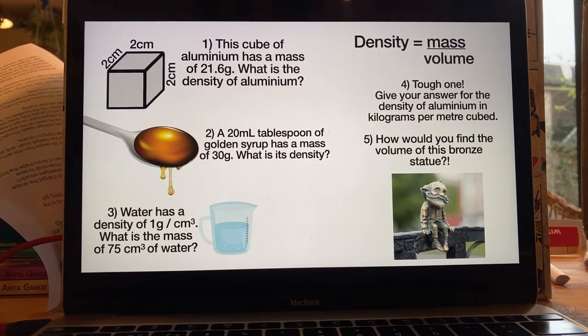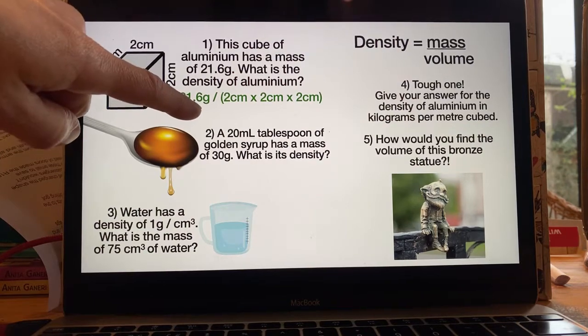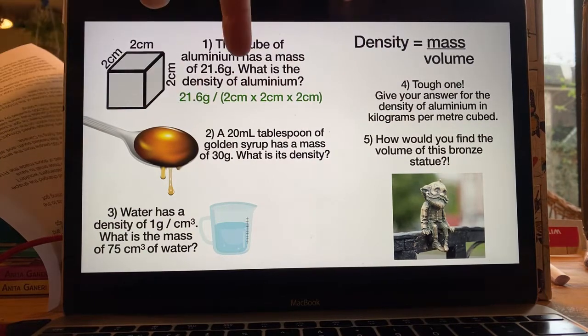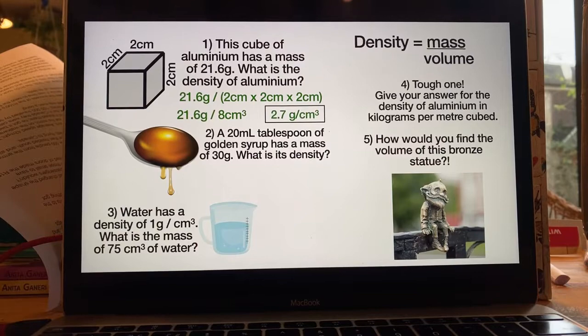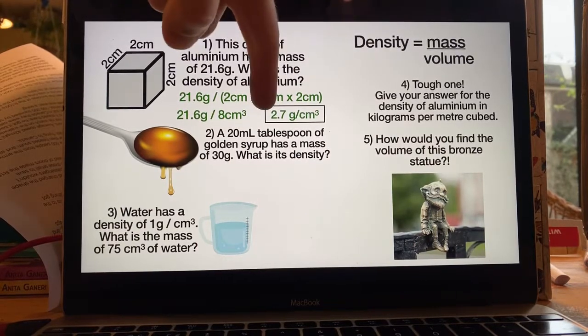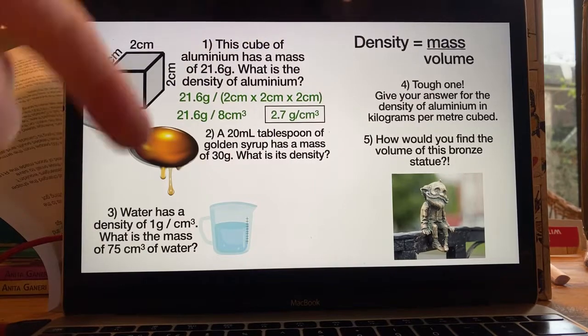How are you getting on? Should we go through it? So this cube, first of all, you've got to work out the volume, which is 2 times 2 times 2. So it's 21.6 grams divided by 2 centimetres times 2 centimetres times 2 centimetres, which is 21.6 grams divided by 8 centimetres cubed, which gives you 2.7 grams per centimetres cubed. Make sure you write the units on, it doesn't mean anything without the units.